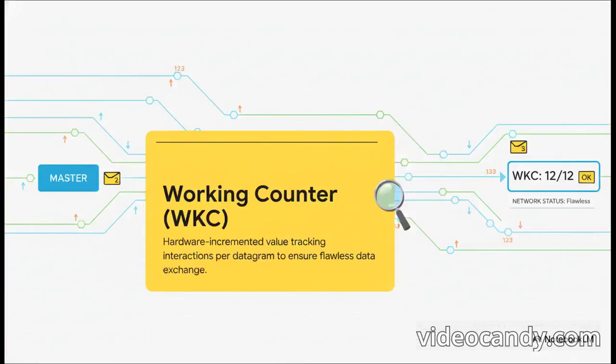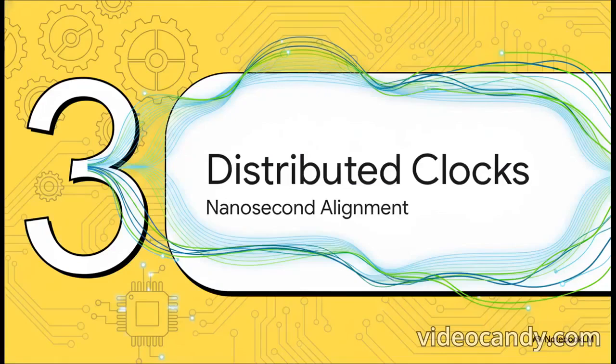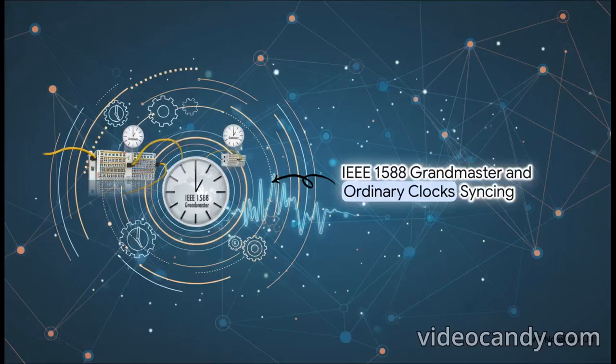Remember that working counter we just mentioned? This is absolutely crucial. That working counter is incremented in hardware by every single slave that interacts with that datagram. When the frame eventually loops back to the master, the master checks this counter. If the number isn't exactly what it expected, the master instantly knows there's a problem somewhere in the network. It's literally an incredibly elegant way to ensure flawless data exchange.